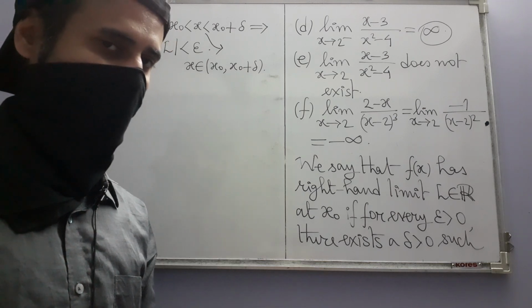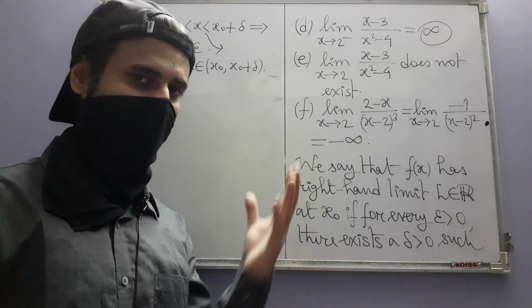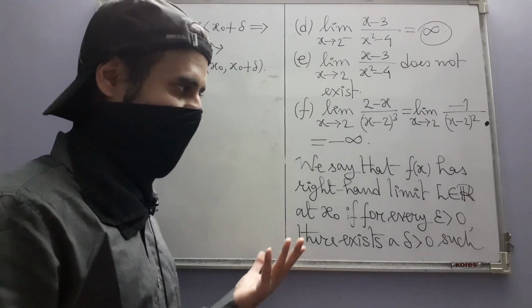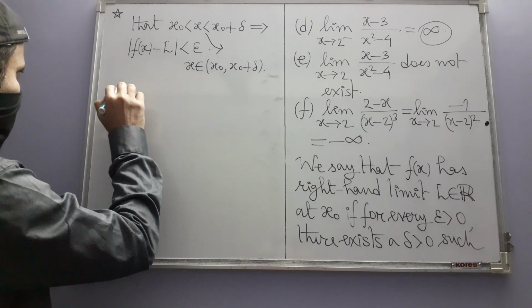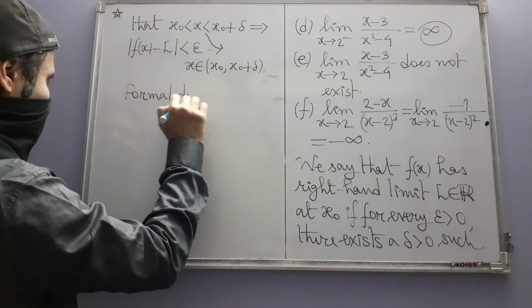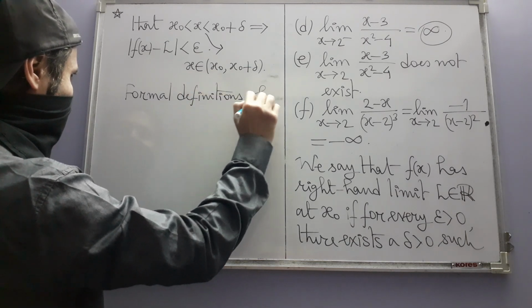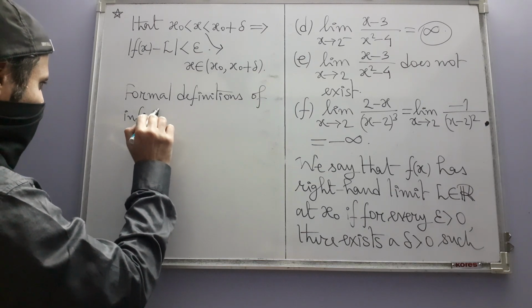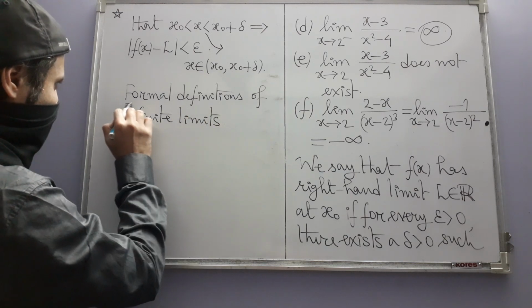But now let's finally come to the formal definition of infinite limits. Not one-sided infinite limits, but two-sided infinite limits. One-sided infinite limits also can be similarly formally defined. That is left to the reader. I mean, it's like that in the text. So I will also leave that to you. Instead, let us see formal definitions of infinite limits. Limits means two-sided limits.